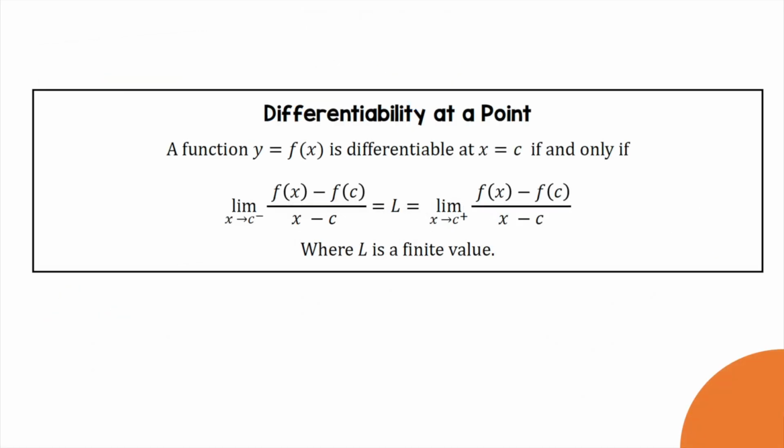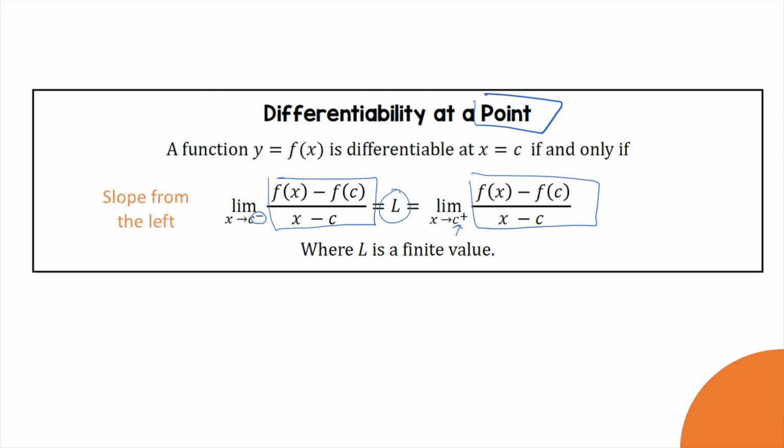A function, y equals f of x, is differentiable at x equals c, at a certain point, if and only if the limit as x approaches c from the left of the derivative equals some number which agrees with the limit as x approaches c from the right of the derivative. So what we're looking at is this: is the slope from the left approaching a point the same as the slope from the right approaching a point?